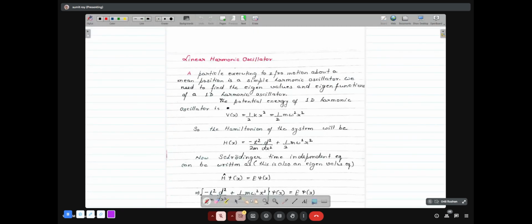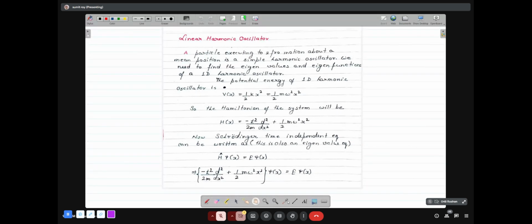wave functions. They will be meaningful, and because you are having classes for Scilab, MATLAB also, you will be able to plot these wave functions by writing a program for them. So let us start with this. The very common parts we will discuss quickly. A particle executing to and fro motion about a mean position is a simple harmonic oscillator.